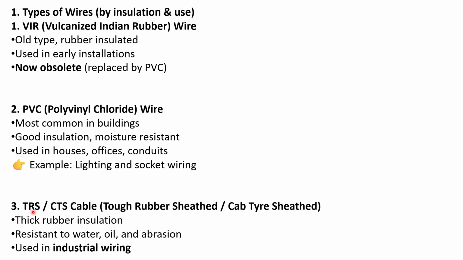Third one is TRS, CTS, tough rubber sheathed or cab tyre sheathed. These are thick rubber insulation resistant to water, oil and abrasion, used in industrial wiring as well as on outdoor electrical service connection from electricity board. The wire that comes to your meter from the nearest pole is in TRS, tough rubber sheathing, because it is waterproof.